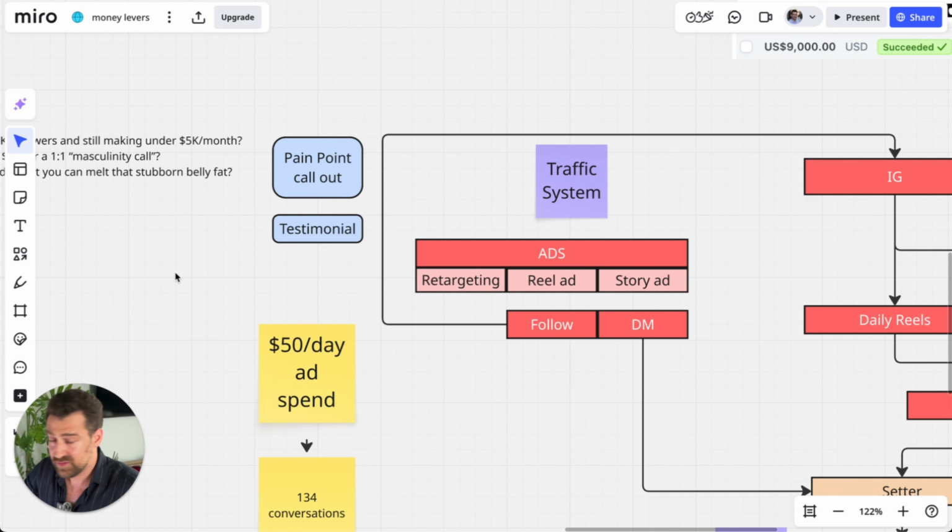And then you tell them that you don't need to work out 5 days a week. In fact, you can only work out 2 days a week. You don't need to kill yourself in the gym. You don't need to follow a complicated or restrictive diet. All you have to do is follow this system.